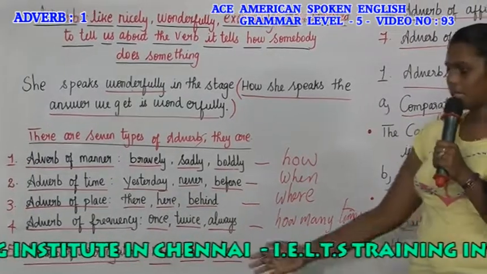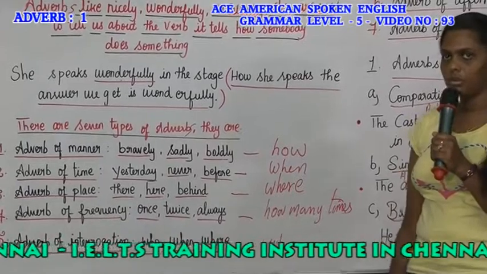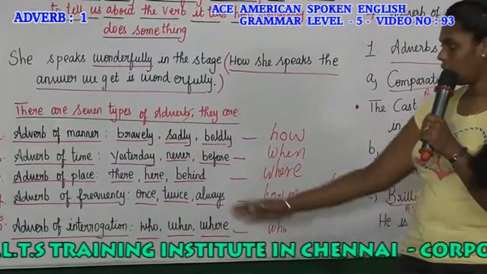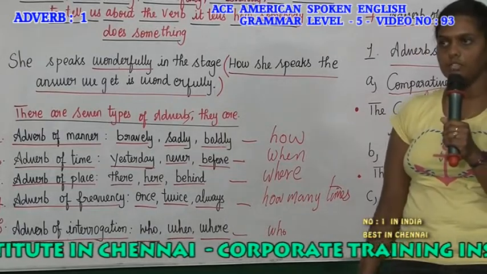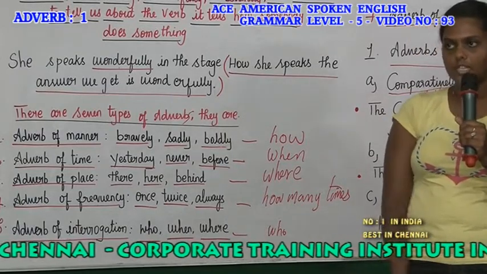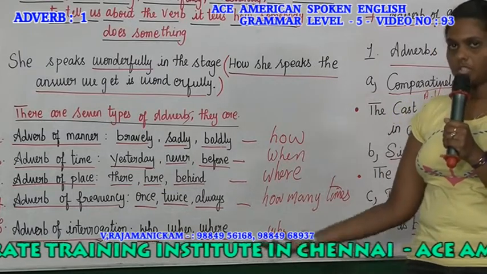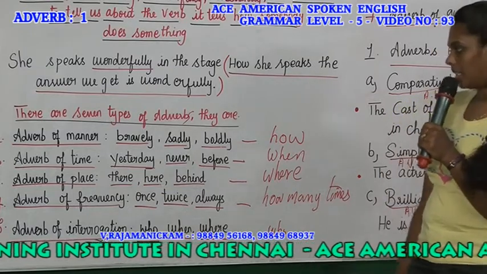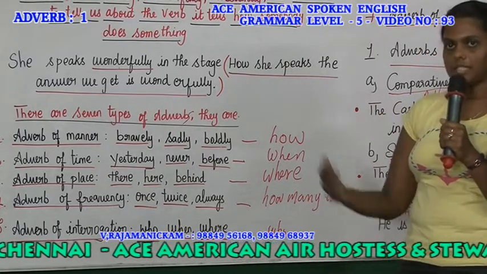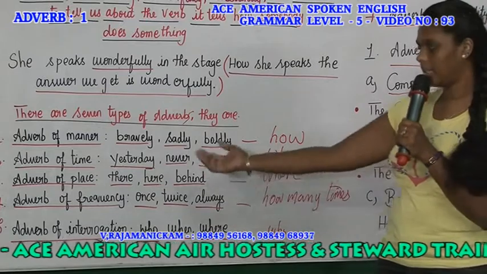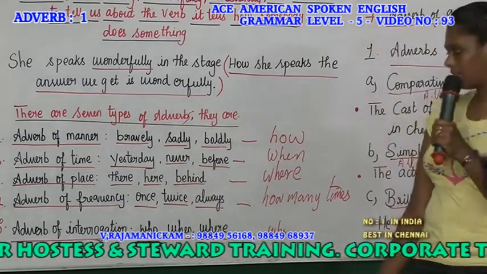And when we talk about adverb of time, it always asks the question when. So it comes as yesterday, never, before, like that. And when we talk about adverb of place, it always asks the question where: where my friend is, where she is, where he is. And where is the Taj Mahal, if we ask a question, the Taj Mahal is there, in Delhi. So we call it there, here, behind.